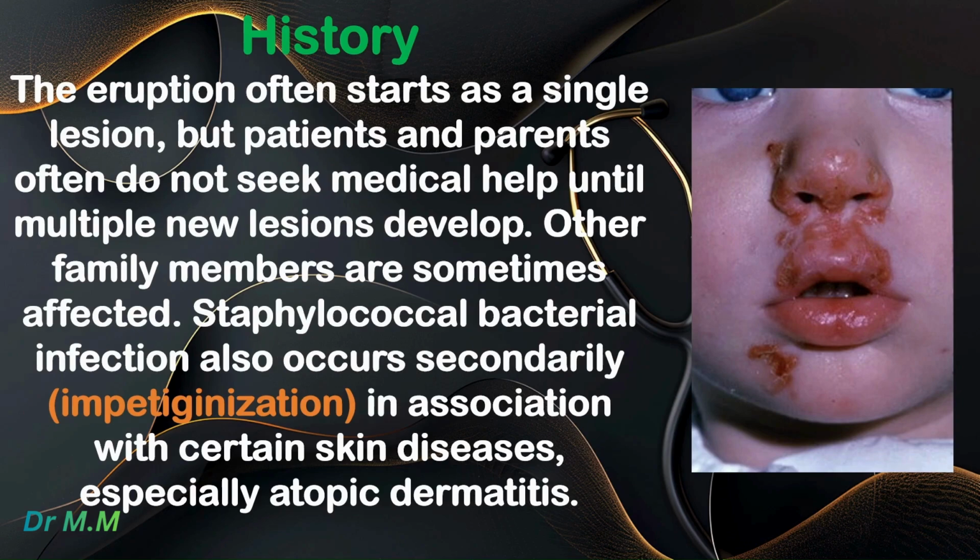History. The eruption often starts as a single lesion, but patients and parents often do not seek medical help until multiple new lesions develop. Other family members are sometimes affected. Staphylococcal bacterial infection also occurs secondarily, impetigenization, in association with certain skin diseases, especially atopic dermatitis.